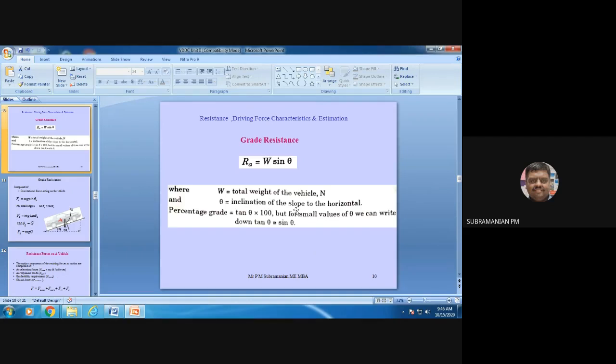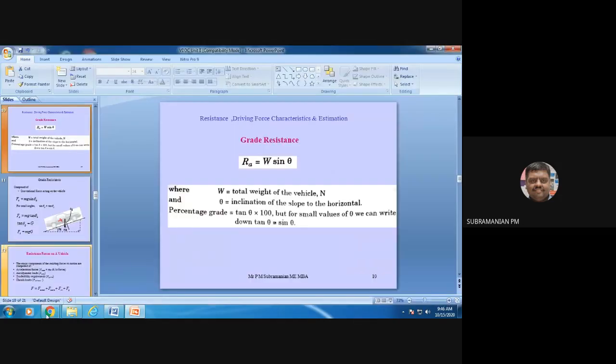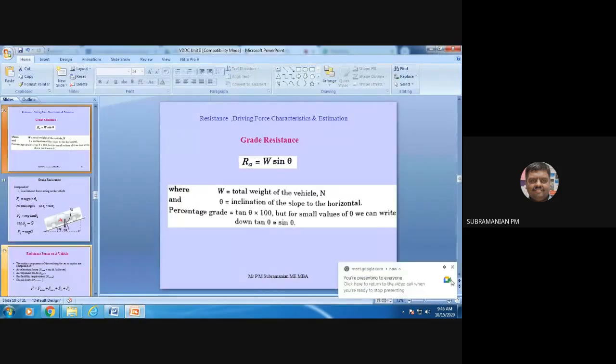Copy this formula, grade resistance, Ilavarsan and Manikandan. After copying it, you inform me, okay? Because simply seeing the slides doesn't work for a problem-based paper. You have to copy the formula, and while solving the problem also, you have to solve along with me. We are trying our level best to create the classroom environment. The only thing is, we are not writing, we are typing.